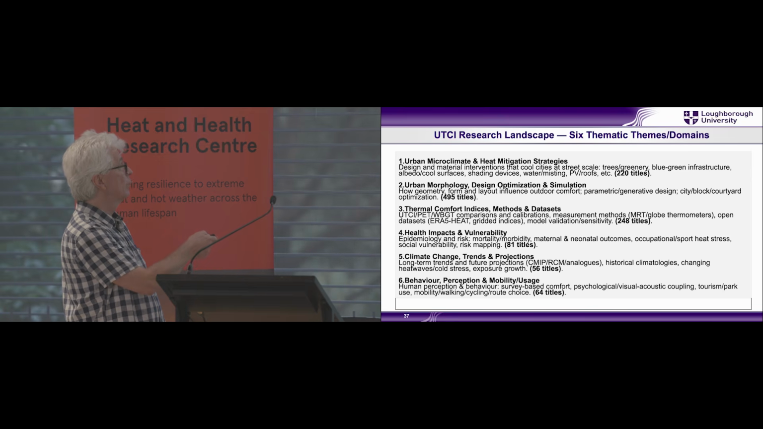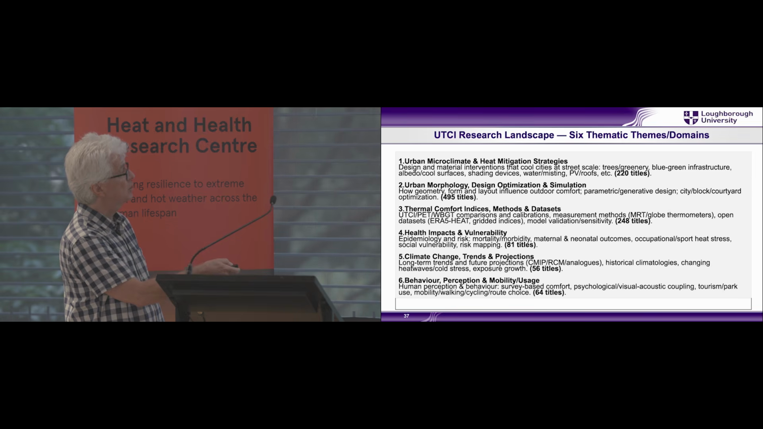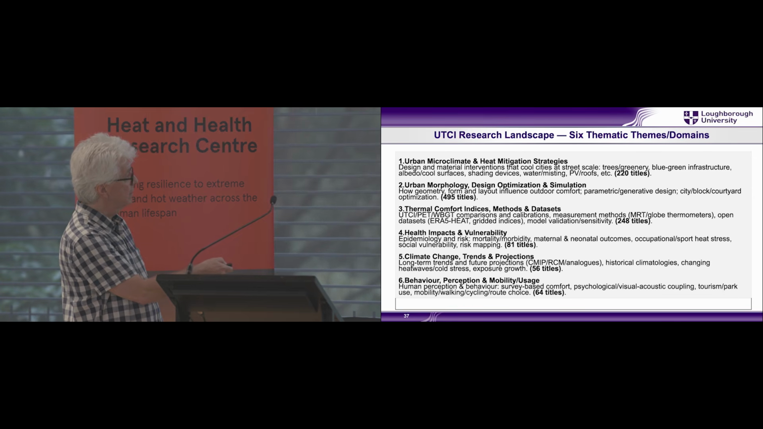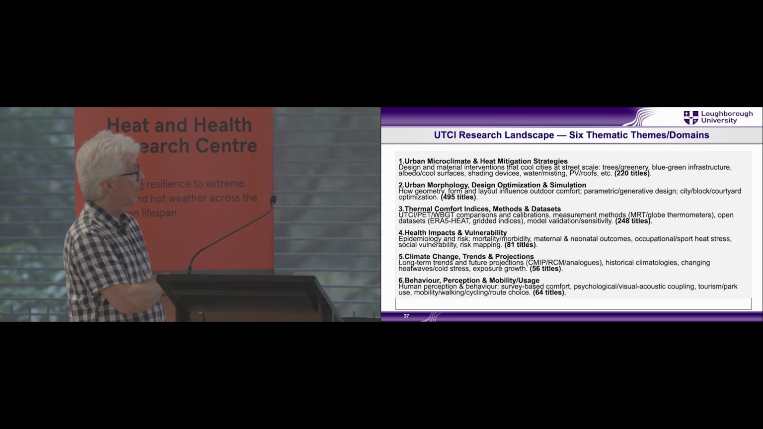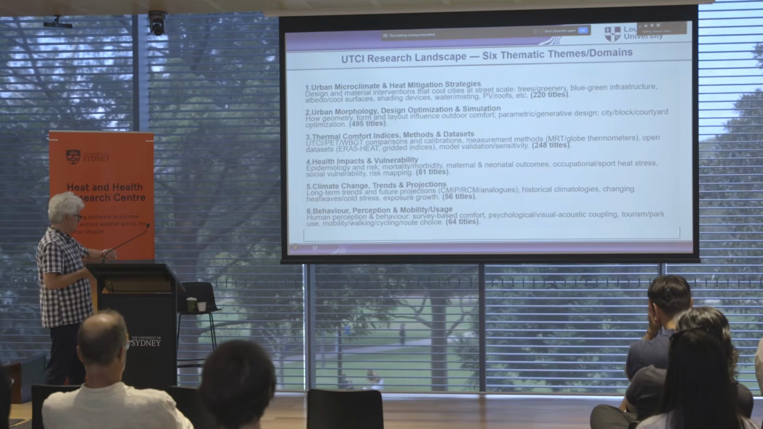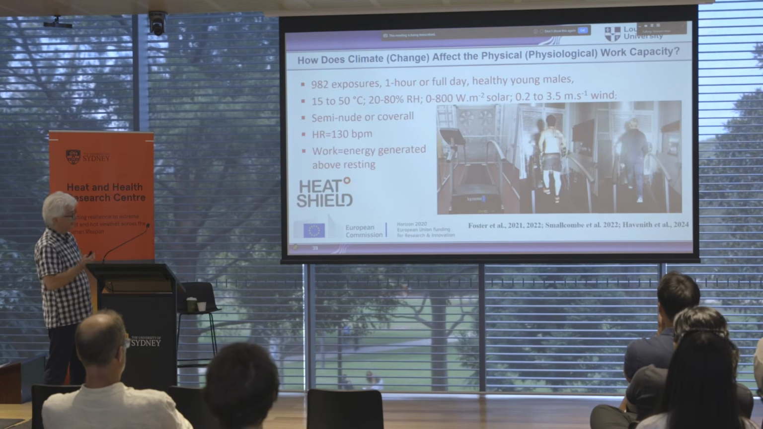The really important one for me, thermal comfort indicators, methods and data sets. Of course, validations would be in here, so I really want to go back at some point and actually look at those papers in more detail. Health impacts, vulnerability, climate change trends and projections, behavior perception, and mobility usage. So quite a big spread over different topics. These are some examples, but I'll skip those.